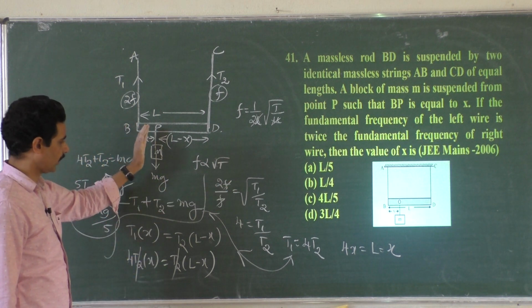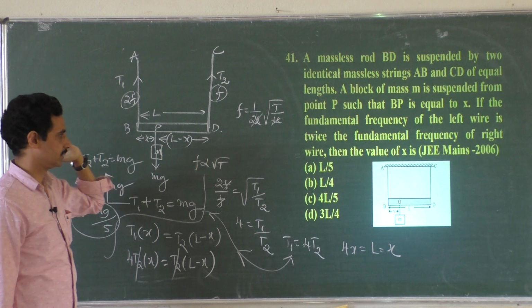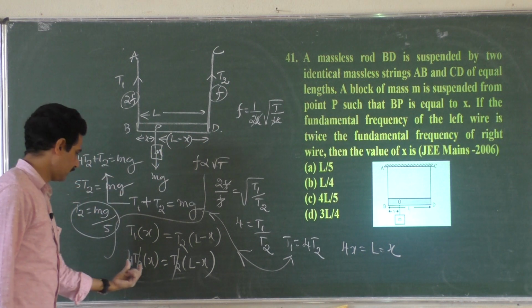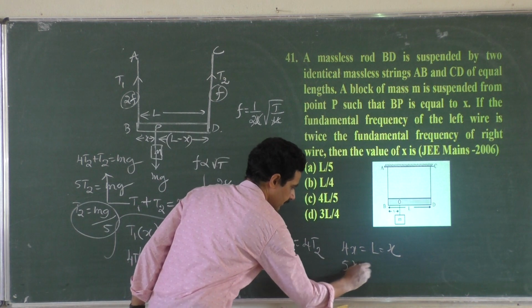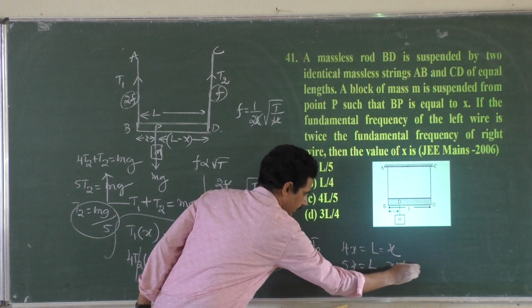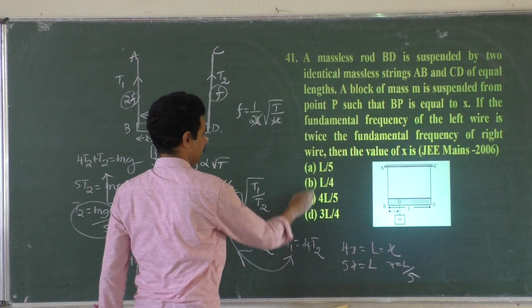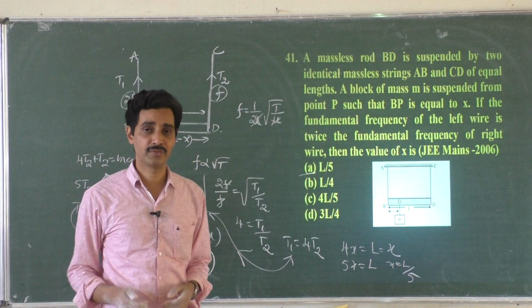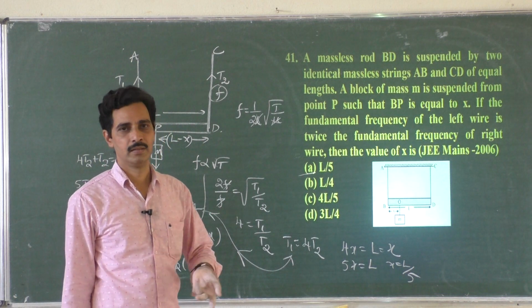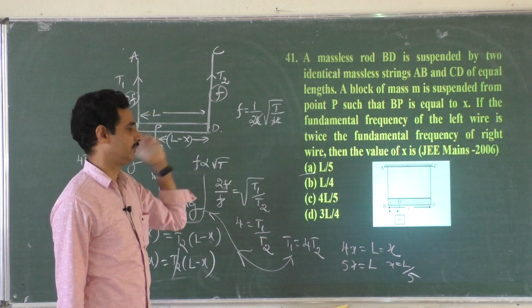One is applying torque, another is the frequency relation. 4 into x is equal to L minus x. 5x is equal to L. x is equal to L by 5. Yeah, that is the answer. So you have to bring so many things from mechanics: torque, and another one is frequency of vibration.